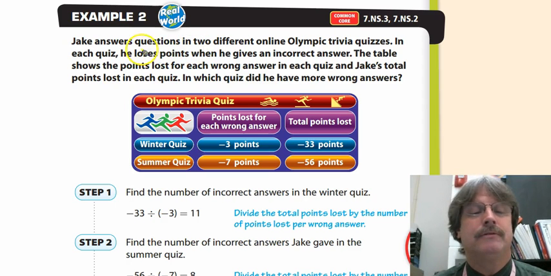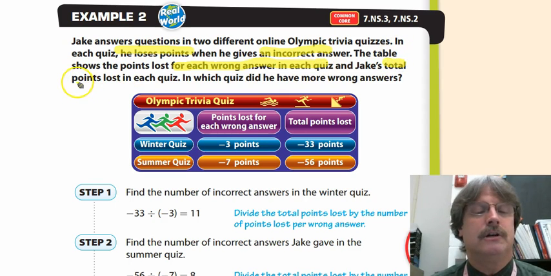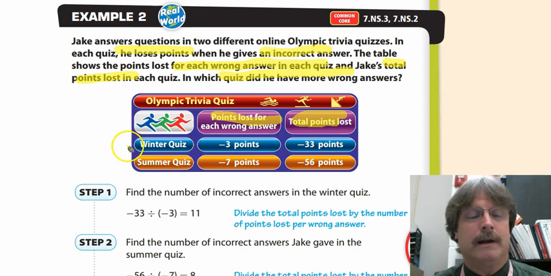So we have to highlight some certain information. He loses points for an incorrect answer. The table shows what he lost for each wrong answer in each quiz, and then the total points lost. They show that, and in which quiz did he have the most wrong answers. So here's the total points right there. This is for each wrong one, and then we have the 2 quizzes right here.